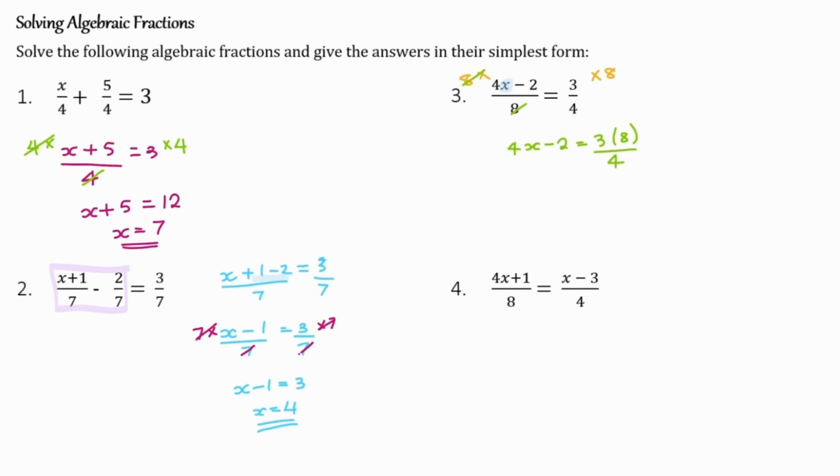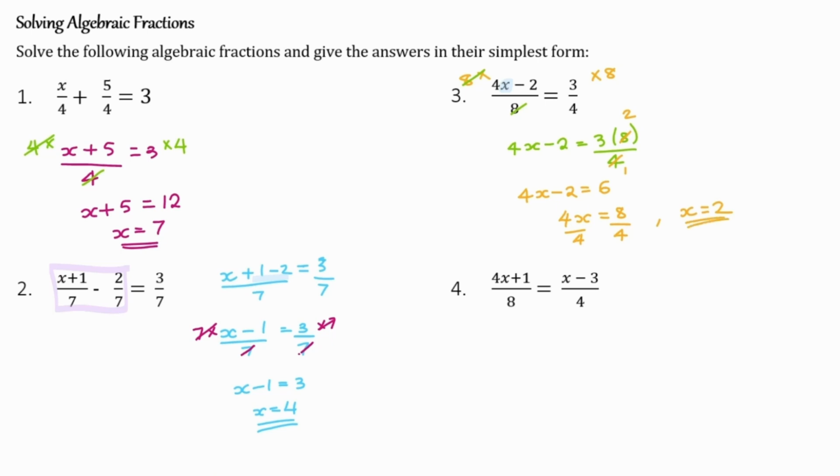The 8 and the 4 on the right-hand side can be simplified, so 4 divided by 4 is 1, and 8 divided by 4 is 2. So we can now rewrite this as 4x minus 2 is equal to 6. If we then add 2 on both sides, we will get 4x is equal to 8, and if we divide both sides by 4, x is equal to 2.